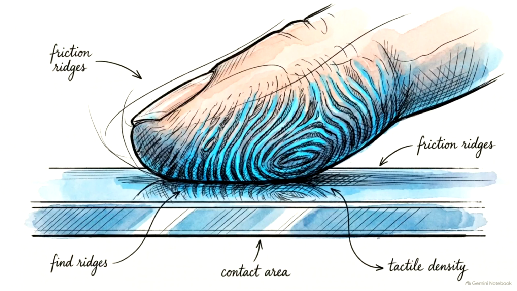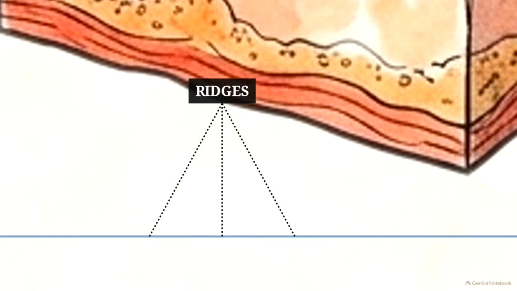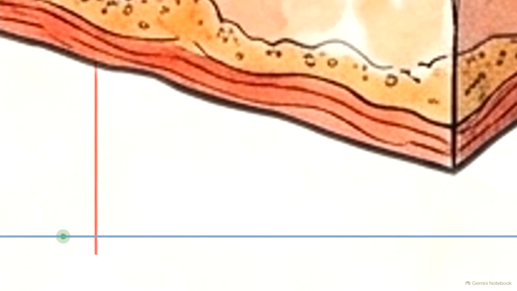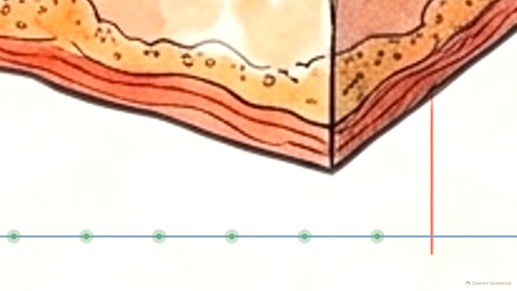At t0.1 seconds, we zoom in to the boundary where the skin meets the glass. This cross-section shows the reality of your fingertip. It is a landscape of raised peaks, called ridges, and deep trenches, called valleys. The phone's hardware must map this physical terrain with enough precision to distinguish your unique pattern from billions of others.